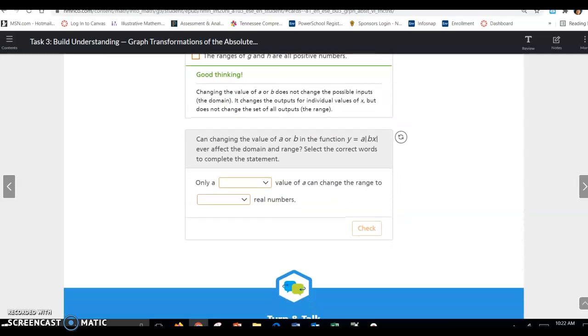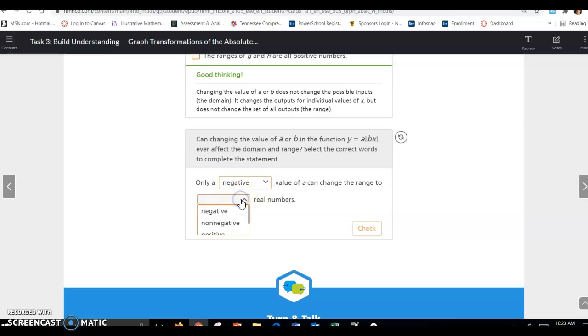Can changing the value of a or b in the function y equals a times the absolute value of bx ever affect the domain and range? Select the correct words to complete this statement. Only a blank value of a can change the range. Only a negative value of a. Remember, if it's negative, it flips it upside down, so it would go down instead of up.